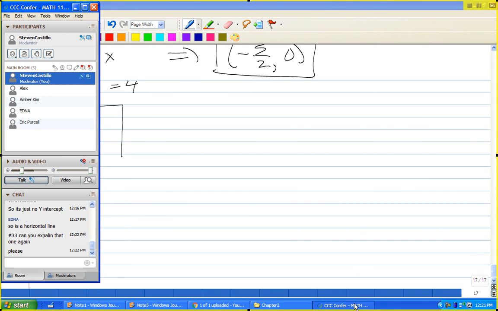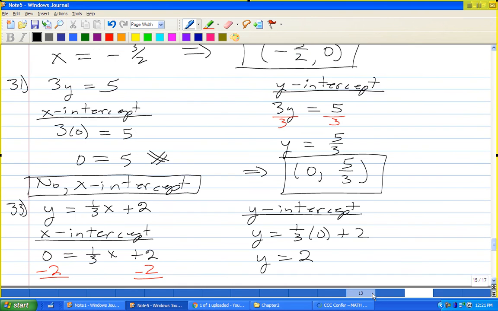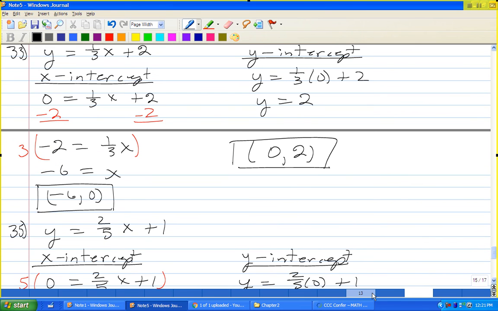Oh, 33 again. Sure. So I want to find the x-intercept. You just set y equal to 0 and solve for x. So I can subtract 2 from both sides, then multiply by 3 to get rid of the fraction. Or I could have actually multiplied by 3 first and then subtracted the 6 from both sides. But in either case, you get x equals negative 6.